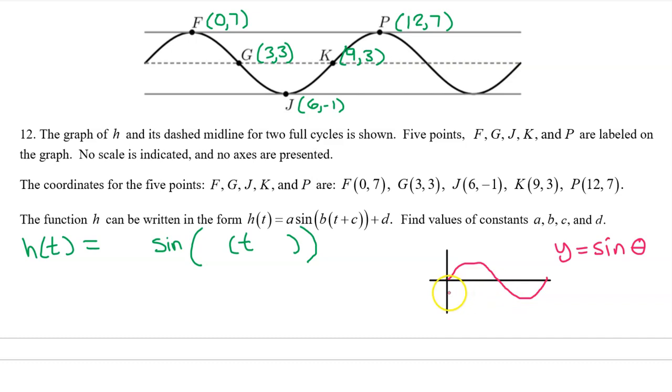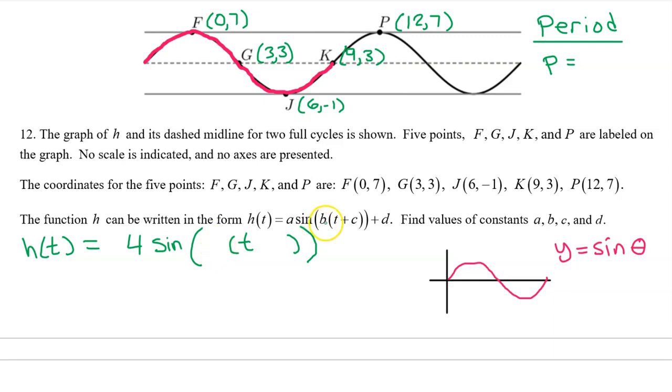We have memorized that one period of the parent function y equals sine theta looks like this. So it'll be easiest to write an equation for h of t if we base the equation on a period that looks just like this. Since this period is right side up compared to the parent function, the a value will simply be the amplitude, the vertical distance between the maximum value and the midline. So in this case, that'll be 7 minus 3, which is 4. So the a value is 4.